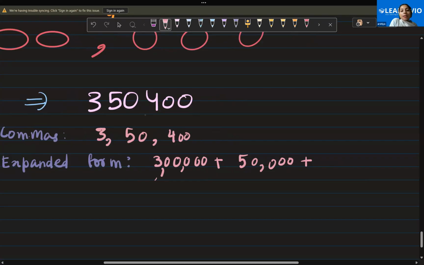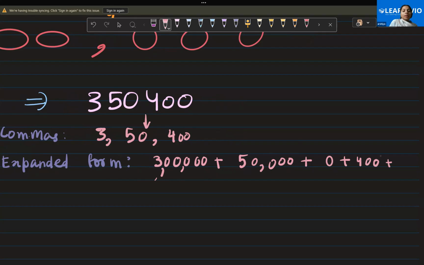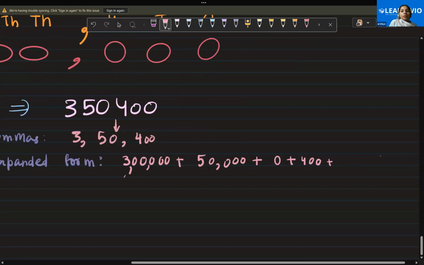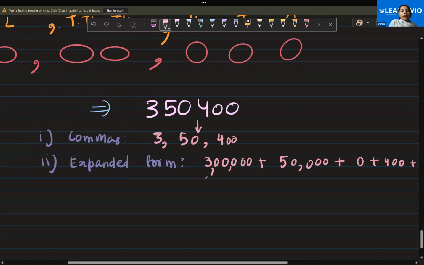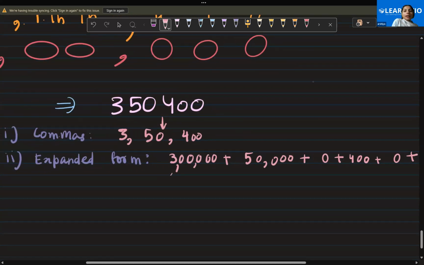Plus 4,000, no. There's a zero here, right? So you'll write plus 0. After that, 400. Then plus 0 plus 0. Correct. Very good. Now the third thing. Is this clear?